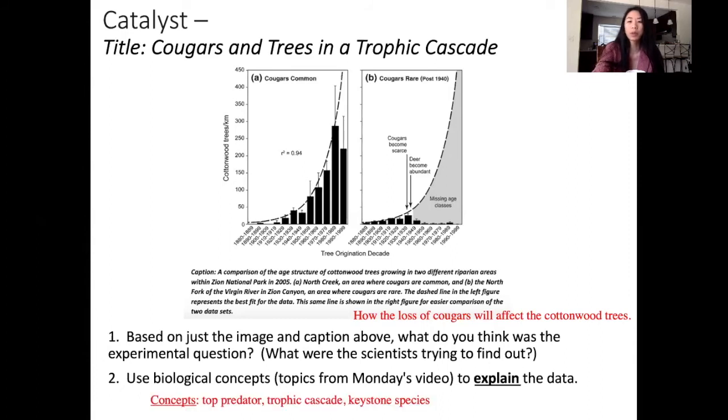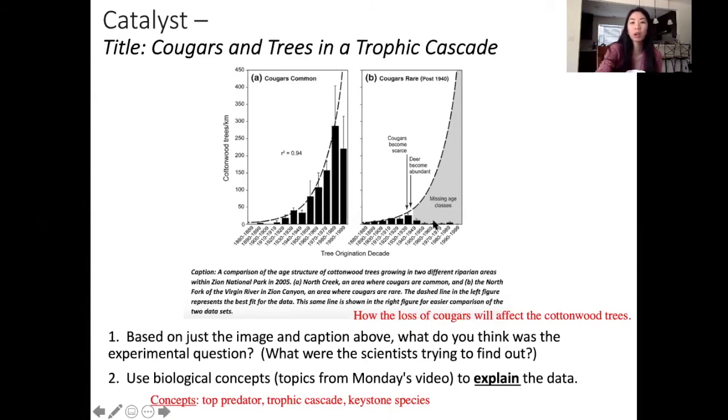Some of the vocabulary that you should have used is the term top predator. I took this vocab from the background information. They talked about how cougars are the top predator. Trophic cascade, I took from the title of the graph. And keystone species is the term from the video. In the video, they talk about how a keystone species is a species in an ecosystem that has a big impact on the ecosystem. So when you remove it, it really disrupts the ecosystem. It messes up the stability. In this case, the cougar is an example of a keystone species.